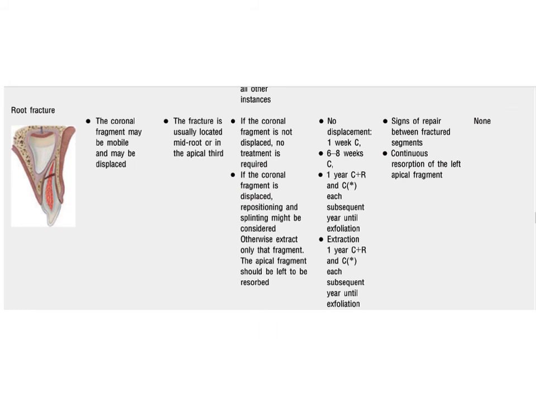Moving on to the root fracture, the coronal fragment may be mobile and may be displaced, so we need to take an IOPA radiograph to locate whether it's a mid-root fracture or an apical root fracture. If the coronal fragment is not displaced, then no treatment is required, and if the coronal fragment is displaced, repositioning and splinting should not be considered, and it's always better to extract. And if only the apical third is fractured, then it should be left to be resorbed.